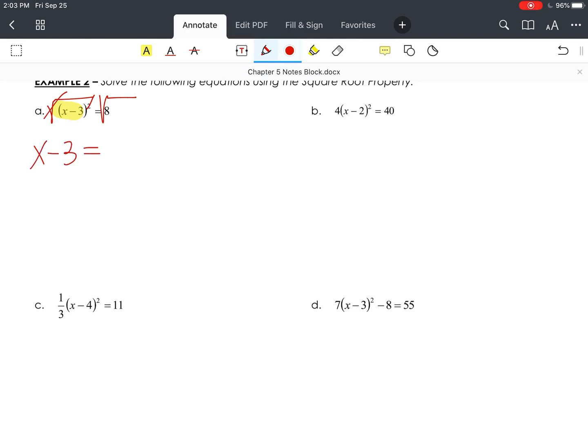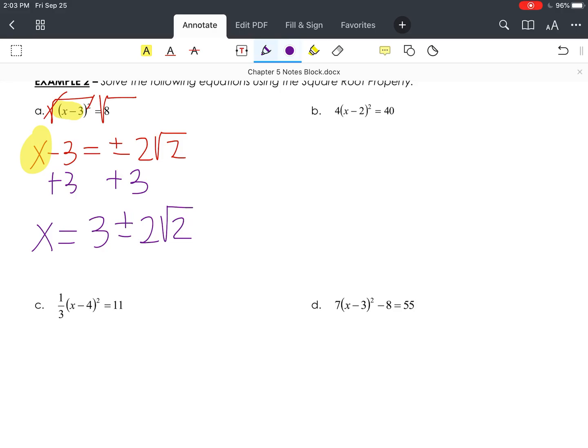The square and the square root cancel on the left, and I'm left with x minus 3 equals plus or minus, again, don't forget that, the square root of 8. In the previous page, in letter C, we found the square root of 8 was 2 root 2. So I'm just going to go ahead and simplify it to 2 root 2. I still want to get x by itself, like in every equation. So now I can just keep simplifying. The inverse of minus 3 is plus 3, so I'm going to add 3 to both sides. So my final answer is going to be x equals 3 plus or minus 2 root 2.